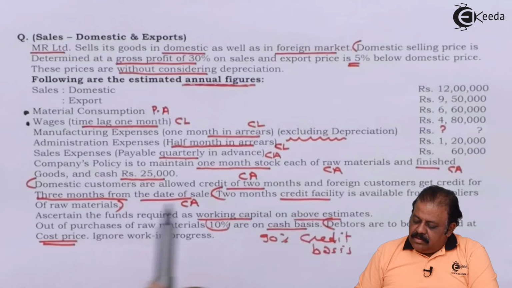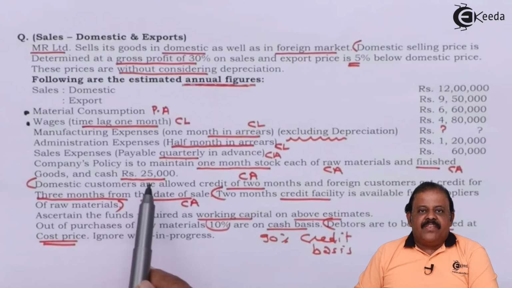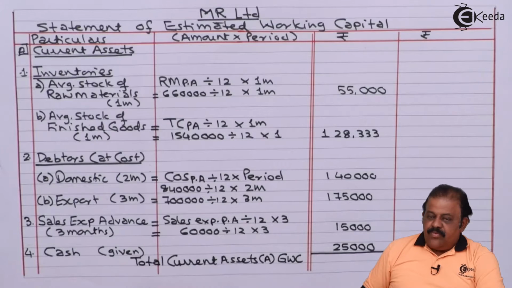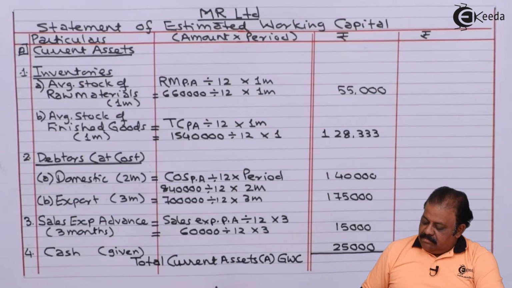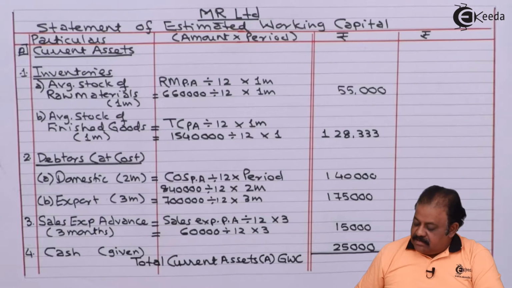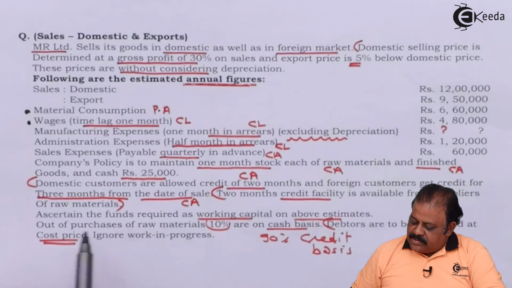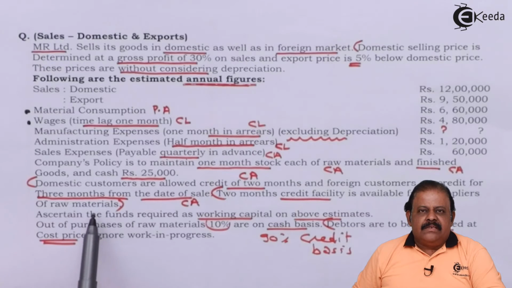Here they have given it is company's policy to maintain cash rupees 25,000. So now we can have total current assets, that is gross working capital, 5,38,333. 2 months credit facility is available from suppliers of raw materials.